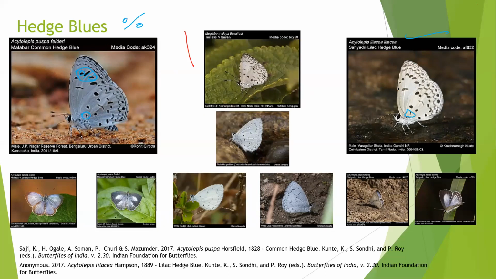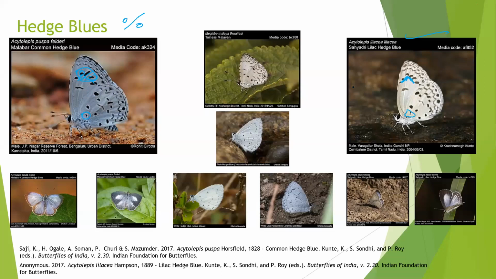And in the case of your lilac hedge blue, this is not present, and the bands are curvilinear. The bands are in a single curve, which is not the case in the common hedge blue, where the bands are not in a curve. So that's how these two are different from each other, but they look very similar. Sometimes even experts get confused by the presence of these forewing post-discal spots. When you go to the field, mostly we'll see common hedge blues only.